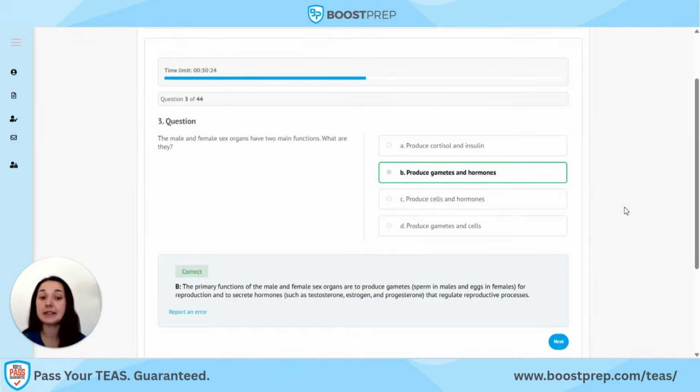The correct answer is B, produce gametes and hormones. So the primary functions of male and female sex organs are to produce gametes, which are sperm in males, eggs in females for reproduction, and to secrete hormones that regulate reproductive processes. And examples of those hormones are testosterone, estrogen, and progesterone.